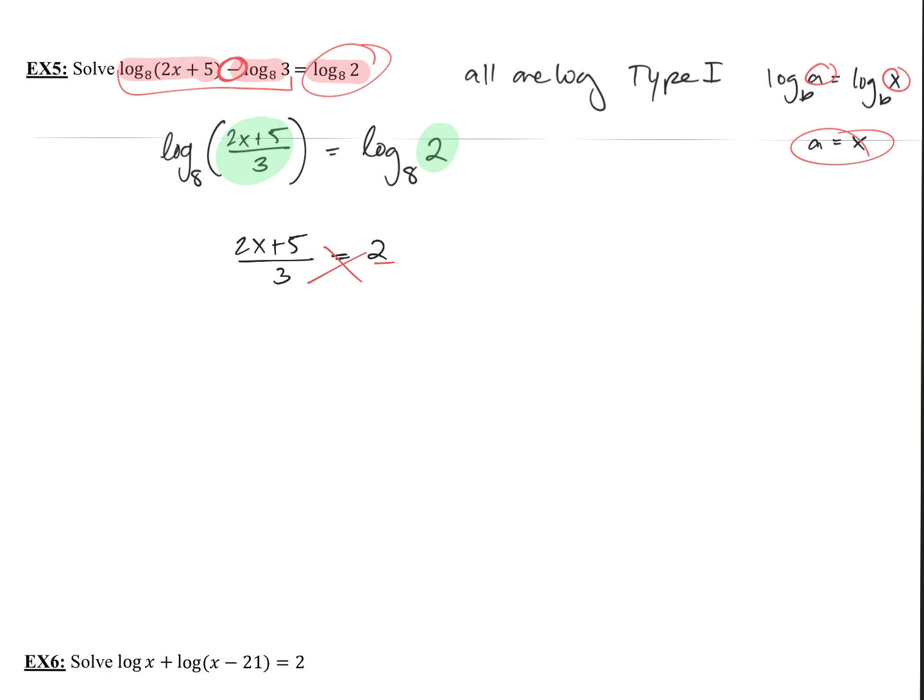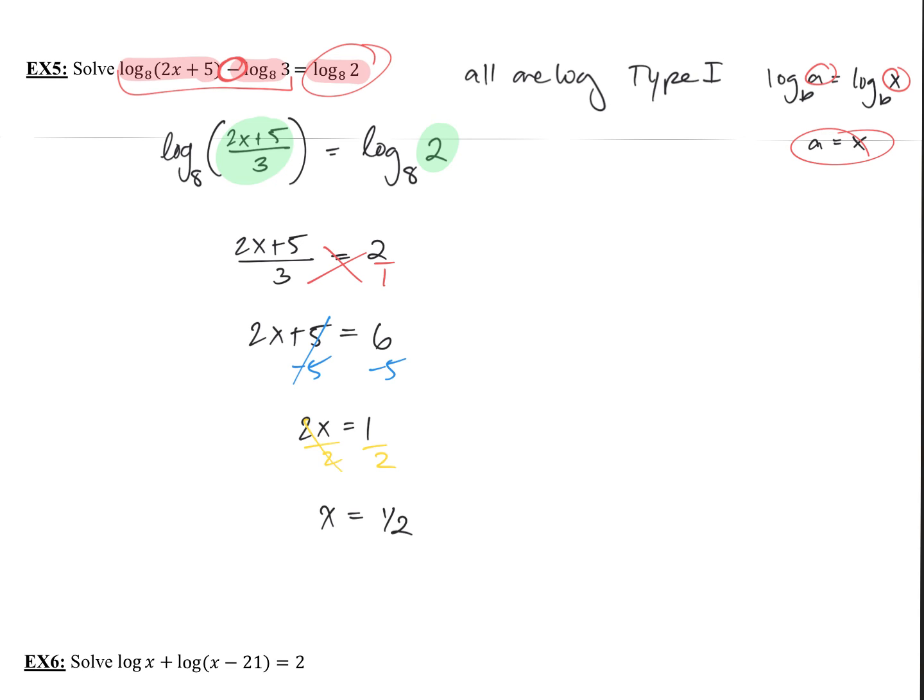So using some cross multiplication, that's a 2 over 1. We get 2x plus 5 equals 6. And solving further, subtract 5. 2x equals 1, divide by 2, divide by 2. X equals a half, or 0.5.